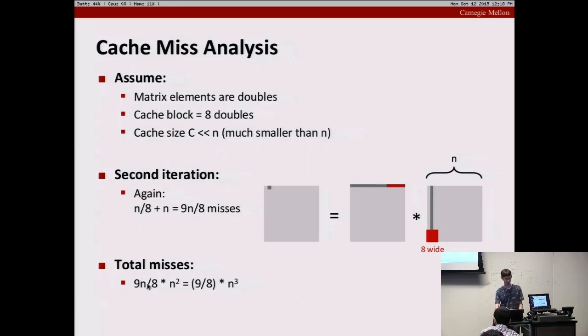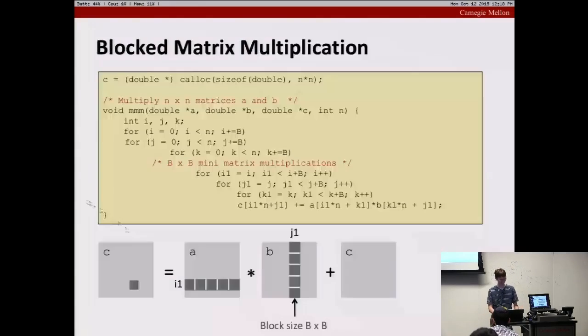So we're going to do this n squared times, because there are n squared things in our matrix. And that's going to give us 9 over 8 times n cubed misses, which is polynomial, but this isn't an algorithms class, so that's not good enough. So the solution is we want to block it up.